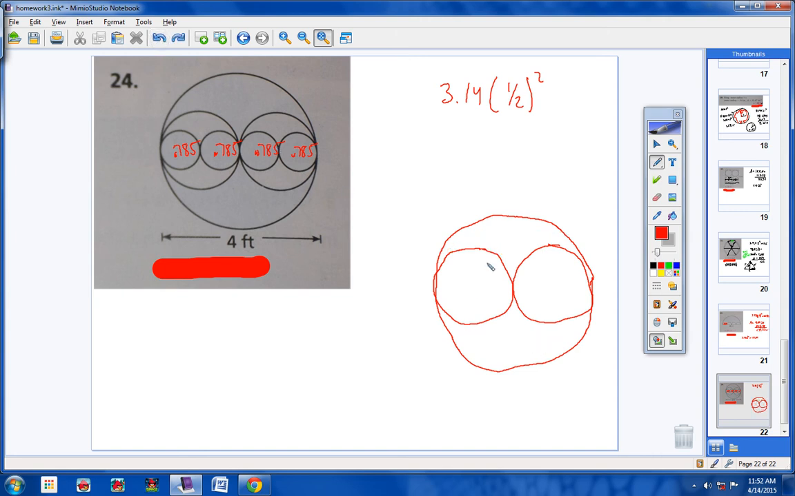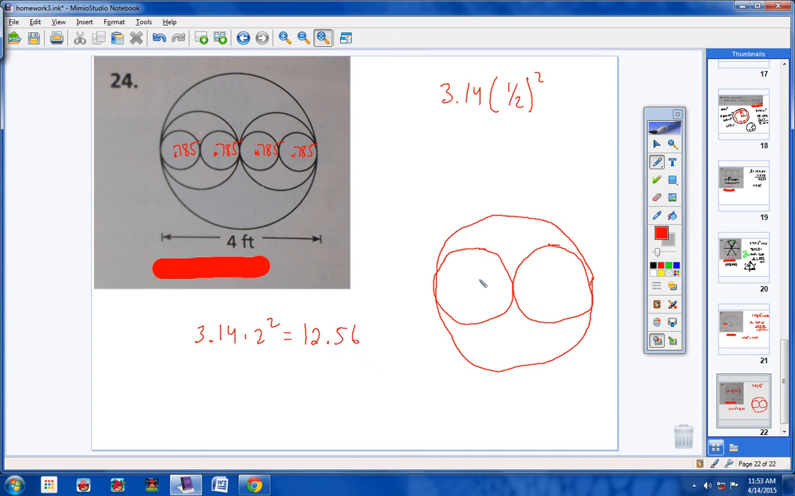Let's find the area of the entire circle. If the whole diameter going across is 4, cut that in half, then the radius from here to here is 2. So the radius of the big circle is 2. So pi times r squared. Pi times 2 squared, 3.14 times 4 is 12.56. So the area of that entire big circle is 12.56.